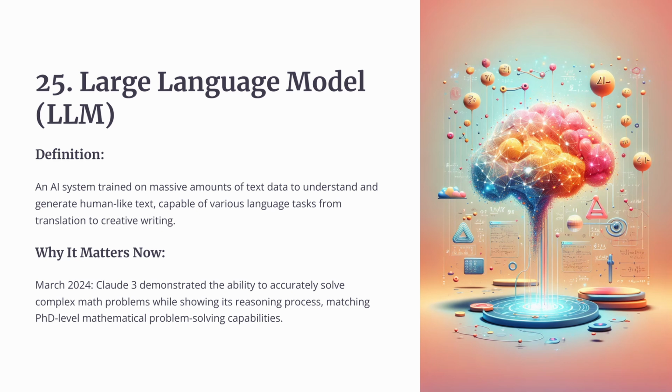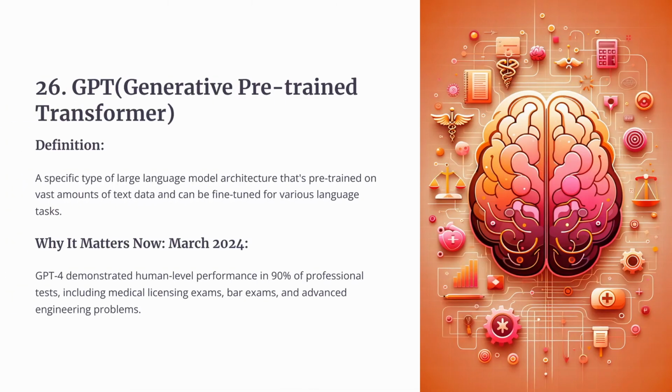GPT, aka Generative Pre-trained Transformer, is a specific type of large language model architecture that's pre-trained on vast amounts of text data and can be fine-tuned for various language tasks. This is the technology behind ChatGPT and similar systems. The pre-trained part is crucial. It's like the AI has already completed general education and can now specialize in specific tasks. GPT-4's performance on professional exams shows just how powerful this approach is. It's mastering everything from legal knowledge to medical diagnosis.